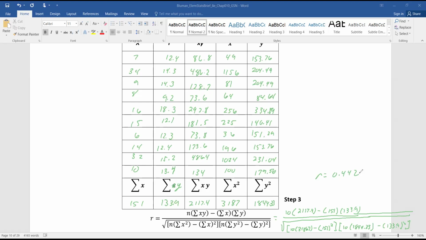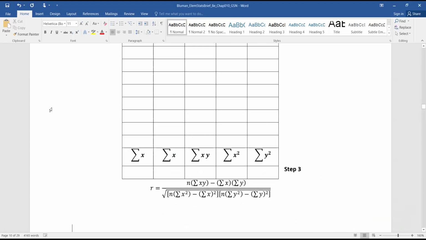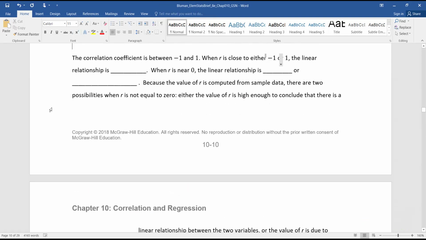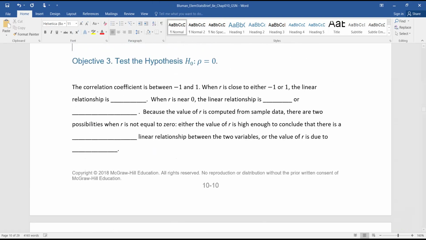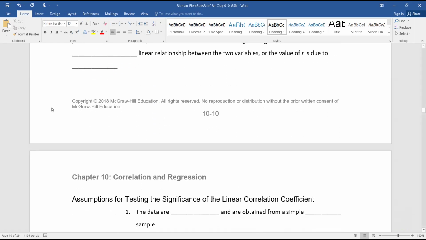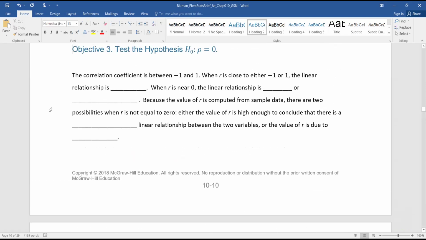All right, so that's how you can do it by hand, or using the calculator definitely helps you get most of your answers real quick. All right. So let's look at our third objective here, which is to test the hypothesis, or the null hypothesis, that the population correlation would equal zero.